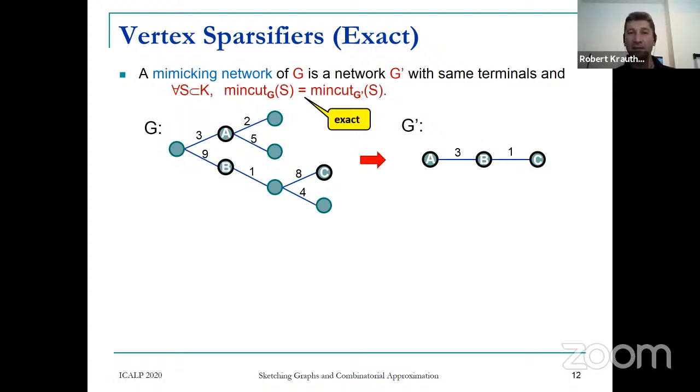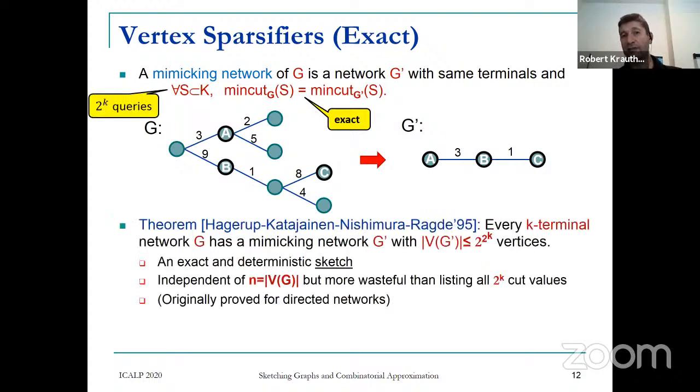Okay, so this is a simpler, smaller graph in this case, with fewer edges, fewer vertices, but the minimum cut, say between A and BC, is 3, has cost 3 exactly as in the input graph. So this graph has 2 to the k queries, because I want to look at all subsets of the terminals, or 2 to the k degrees of freedom if you want, that I need to handle.